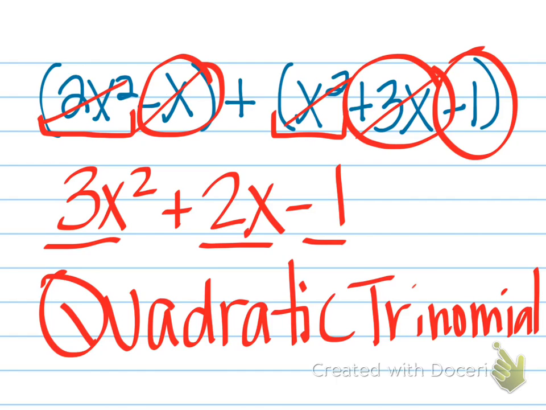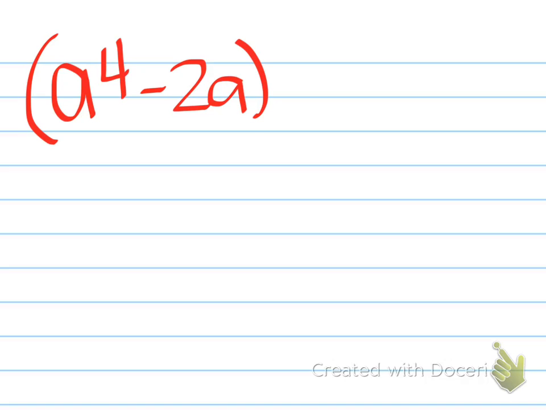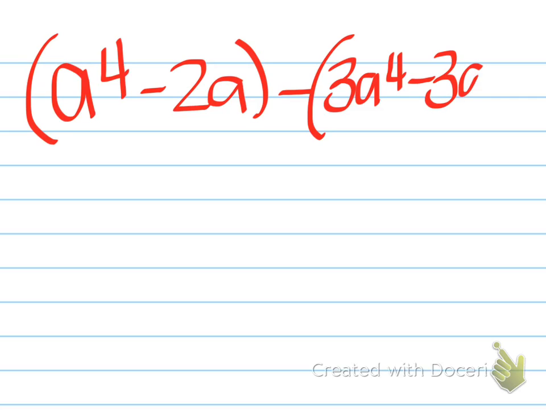Okay, and the last sample problem I want you to do before we're done is simplify a to the 4th minus 2a minus the quantity of 3a to the 4th minus 3a plus 1. So pause the video right now and try to simplify this. Okay, so hopefully you have paused and come back, and now you're ready to show me what you got.